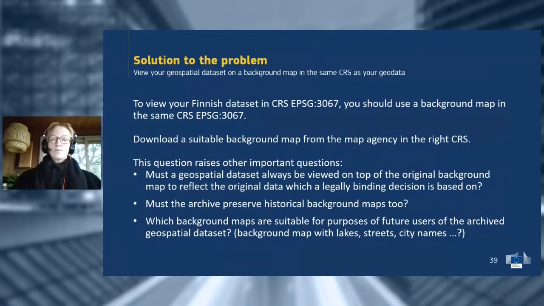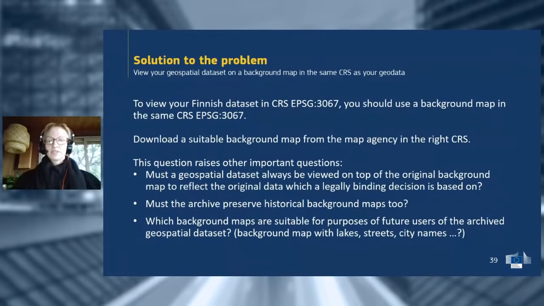But as Gregor also mentioned, this question also raises other important questions, because must geospatial data sets always be viewed on top of the original background map, which Gregor explained to us, the historical background map in the original CRS, to really reflect the original data, which a legally binding decision could be based upon, the data in your archive? Is that the case, and how do we do that if we have the migration strategy in the archive where we actually migrate the data to other coordinate reference systems along the way? Because coordinate reference systems do not live forever. New ones come along all the time, and some of the old are not used in newer GIS applications.